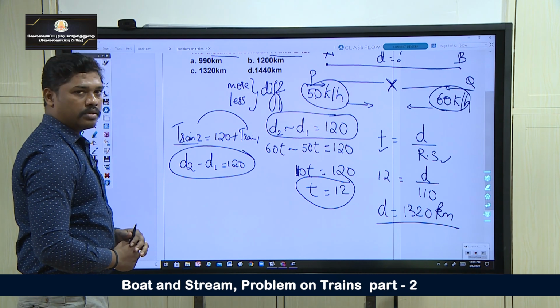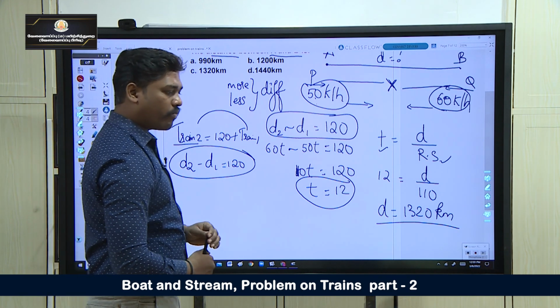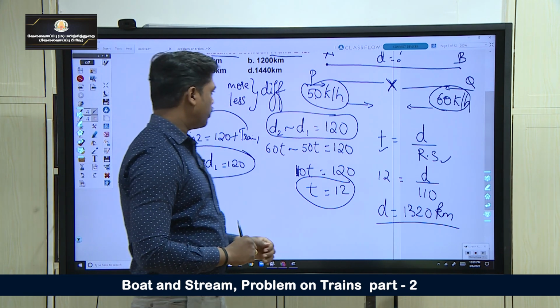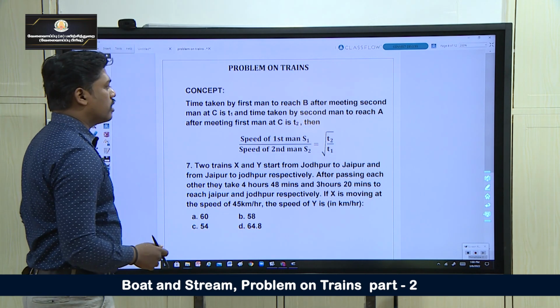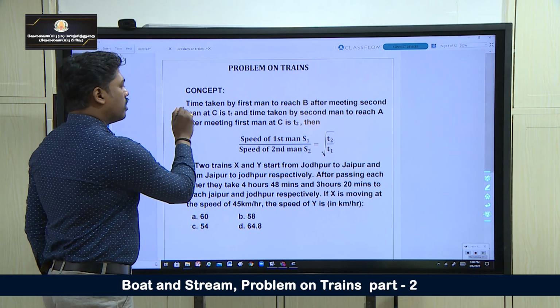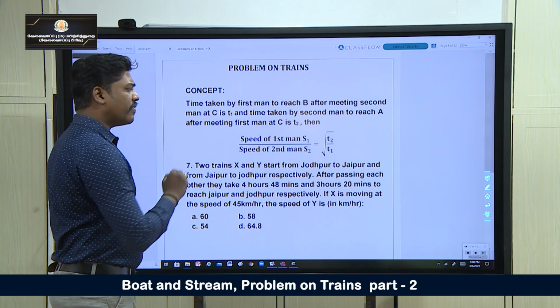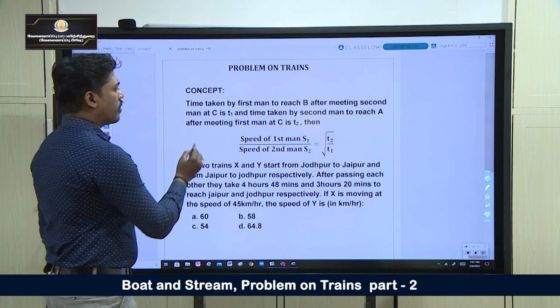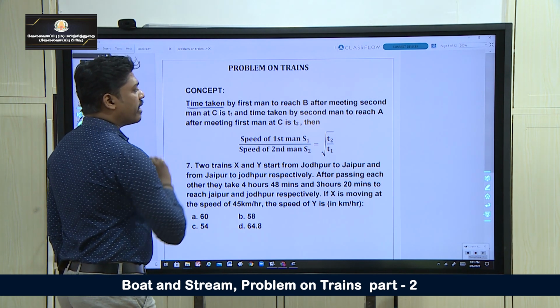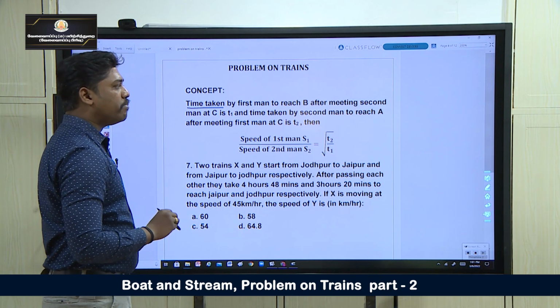Is that clear? Okay. We can just move on to the next question here. Next we can see the concept. Here, look at this one more type. For it, first we can see the formula here and then we can try to solve it. Here, time taken by the first man to reach B.